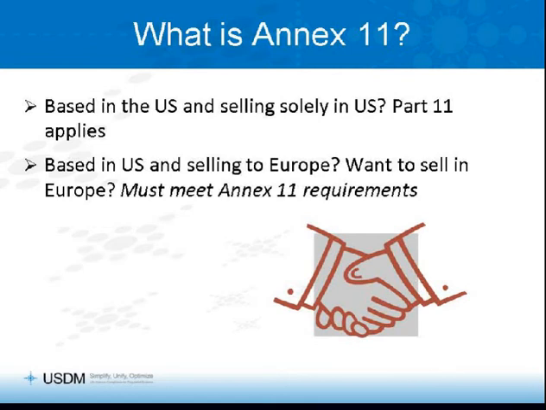Annex 11 is for those companies who are based in the United States and who want to sell in Europe. So if you're in the United States and you're selling your products solely in the United States, you need to follow Part 11. If, however, you are based in Europe and you're selling in Europe, you need to meet the Annex 11 requirements. If you are based in the United States and you want to sell in Europe, you also have to comply with Annex 11 as well as Part 11.